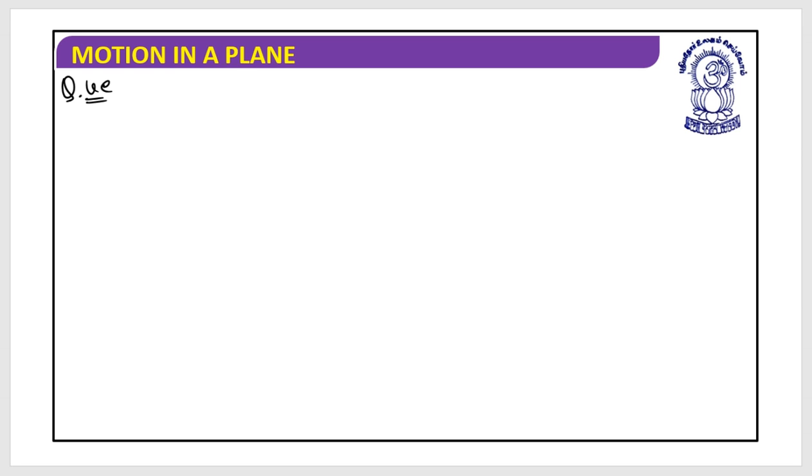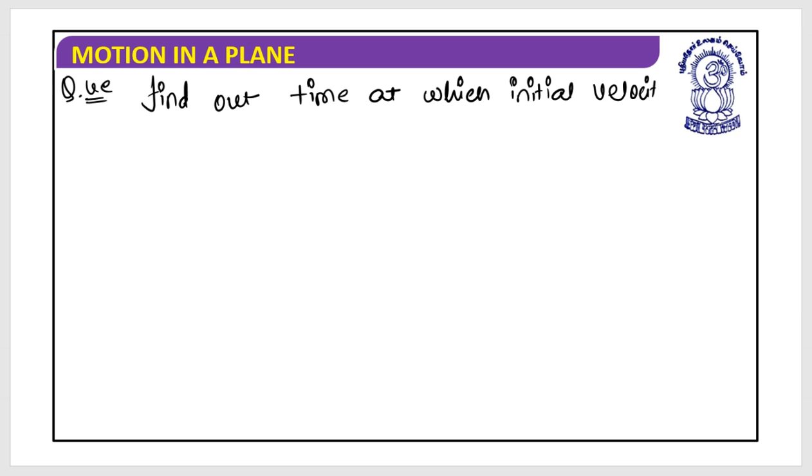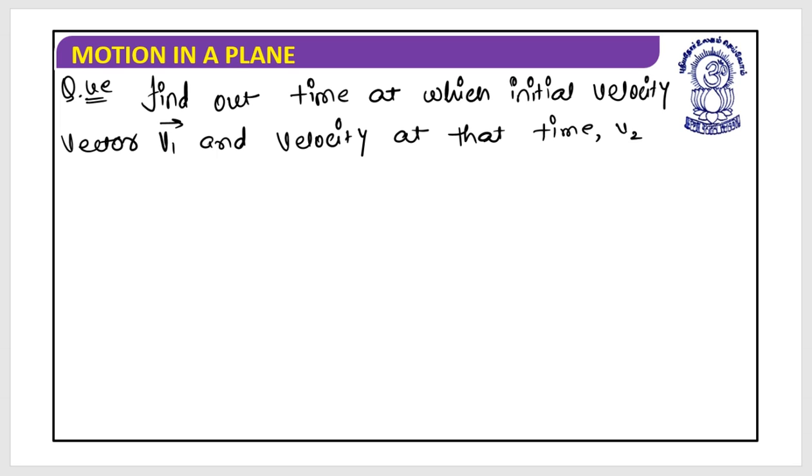Suppose the question is, find out the time at which the initial velocity vector, let's say v1, and the velocity at that time, let's call it v2, are perpendicular to each other.